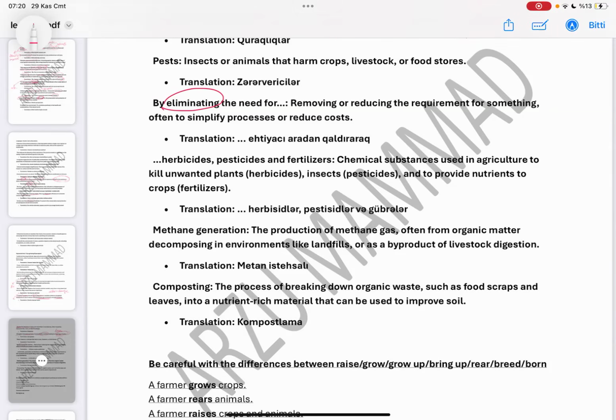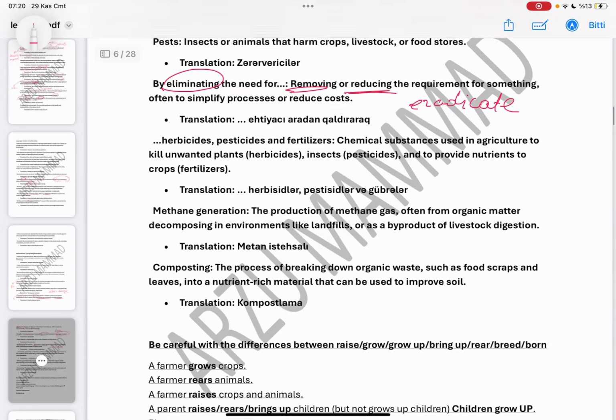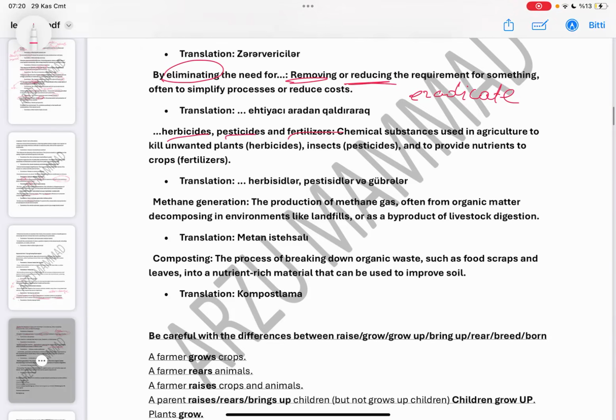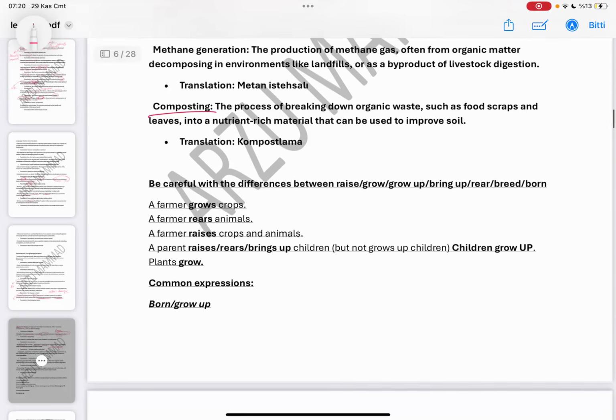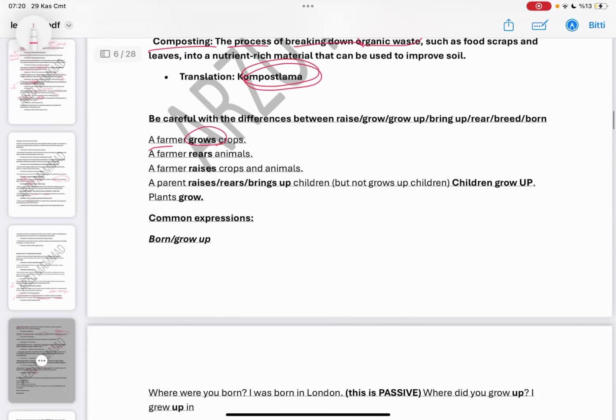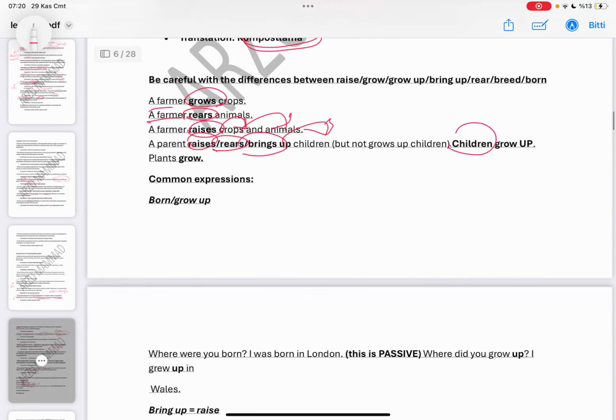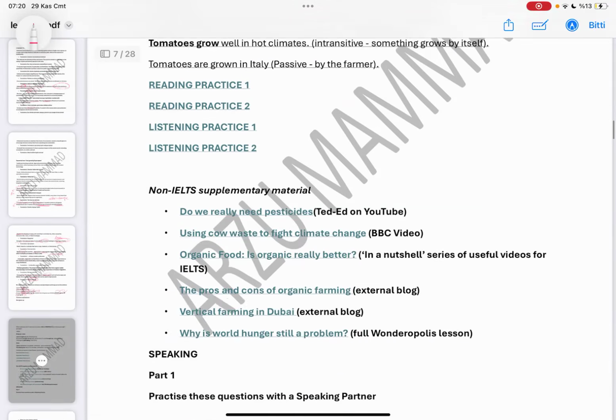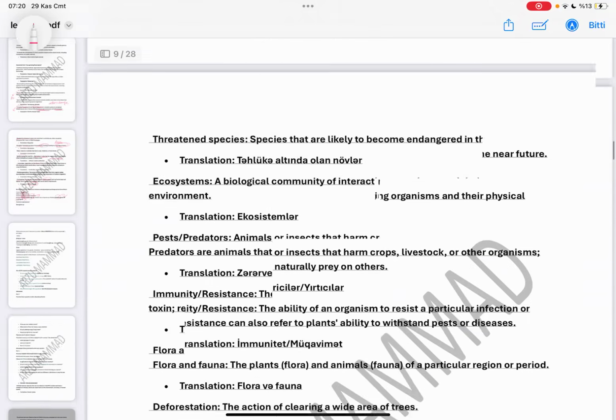Eliminate, eradicate. We have remove, reduce. Remember that eradicate is a synonym of this. Herbicide, pesticide, fertilizers. We have discussed this one. Composting, like the process of breaking down organic waste. So it's the same in our language, so that's why I haven't changed. A farmer grows foods, a farmer rears animals, raises crops and animals, rears and brings up children. But children grow up. Plants grow without up. No need for this one. These ones are additional ones.